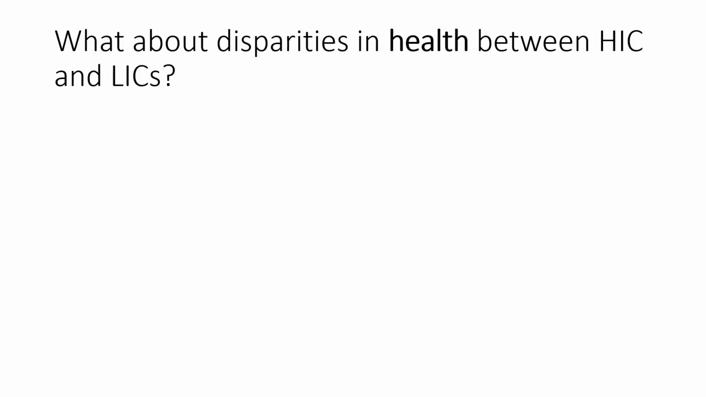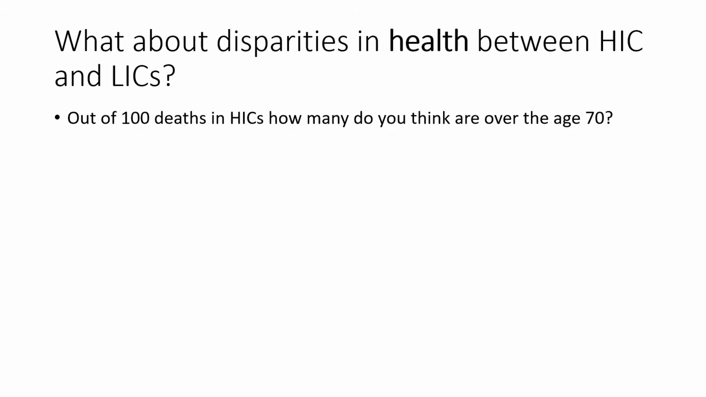Okay, so we've looked at disparities in wealth. What about disparities in health between high-income countries and low-income countries? So, out of 100 deaths in HICs, how many, as a percentage, do you think are in the over 70 age group? Have a think, shout out your answer. Here it is. 70% of all deaths in high-income countries are in the over 70 age group.